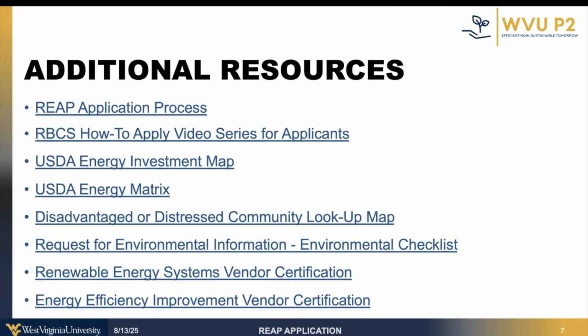Here are some helpful resources to support your application. The REAP Application Process Guide, USDA's How-To series, Energy Investment Map and Energy Matrix, vendor certification templates for renewable and energy efficiency projects, and the map tool to check if your location qualifies as disadvantaged or distressed. All of these links can clarify the application steps and make sure you're checking all the boxes.